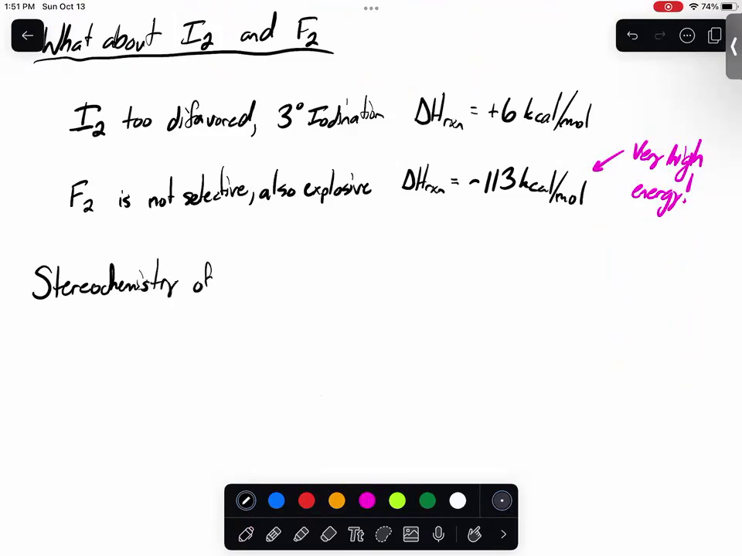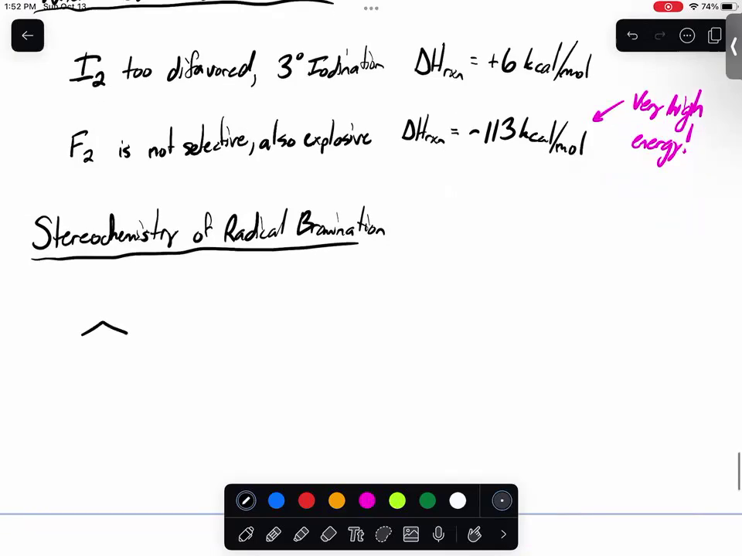So the stereochemistry of radical brominations is quite interesting, because if you think about it, if we were to take butane and run a radical bromination, and I were to ask what the product is going to be, well, the first thing you would think of is, okay, we have a couple of secondary positions and a couple of primary positions.